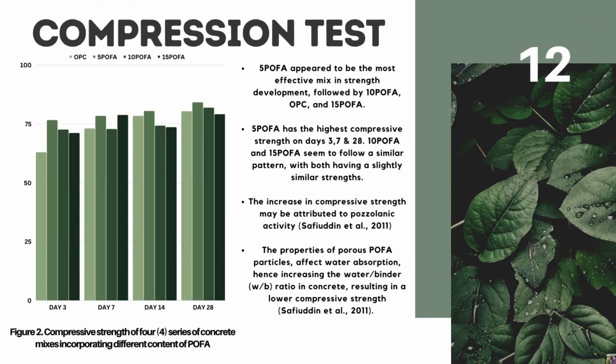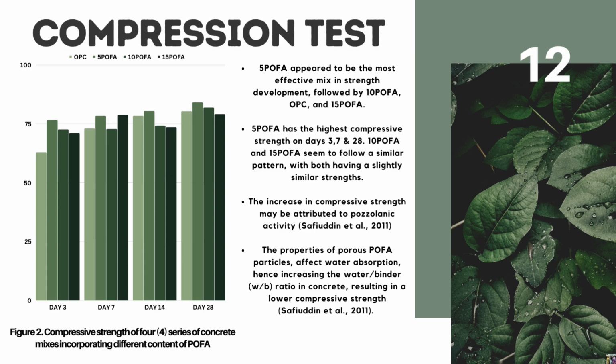Figure 2 shows the effect on the compressive strength for the concrete mix with the incorporation of POFA as additive to cement at all ages studied, up to 28 days. 5 POFA has the highest compressive strength on day 3, 7 and 28. 10 POFA and 15 POFA seem to follow a similar pattern, with both having a slightly similar strength. It appears that the higher age corresponds to higher compressive strength.